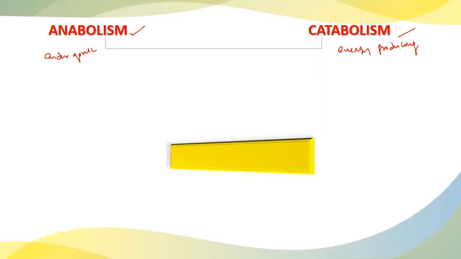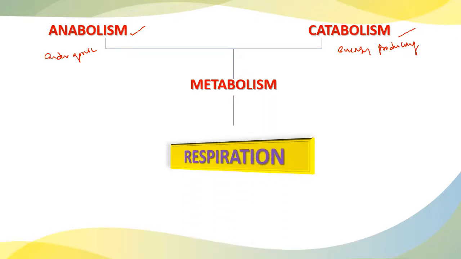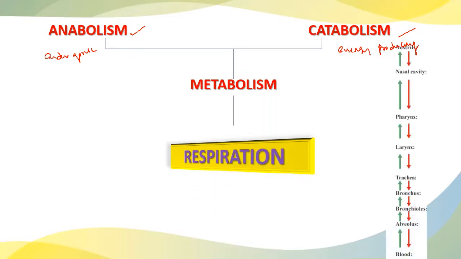So the sum total of catabolic and anabolic reactions occurring at any time in a cell is called metabolism. Metabolism is wholly responsible for living organisms, and the main exergonic reaction, the main catabolic reaction, is respiration, and respiration occurs in the respiratory system.